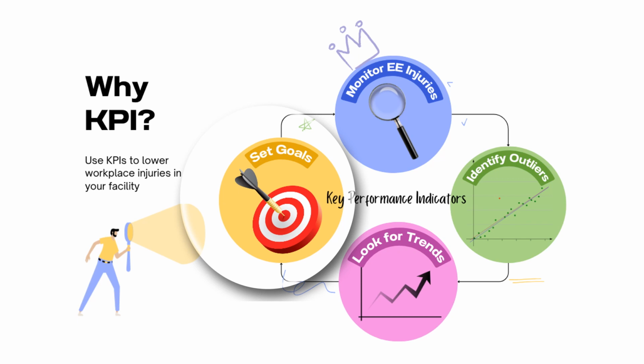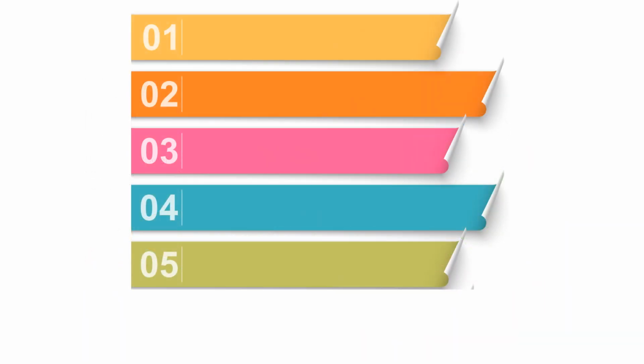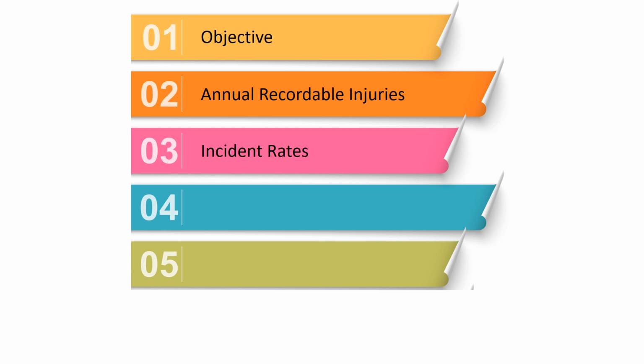Now let's take a look at the main components included in the KPI. For this tutorial, we've divided it into 6 main sections, starting with the objective. Next is the annual recordable injuries, incident rates, which also include your DART or days away, restricted, or transferred, and lost time rates. Injury classifications, which can be observed by year. And dashboard and summary.